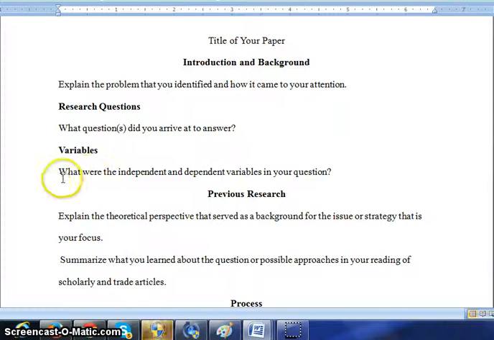And then the variables. What are the independent and dependent variables in your questions and in your study? If you're using a qualitative design, you will not have independent and dependent variables.